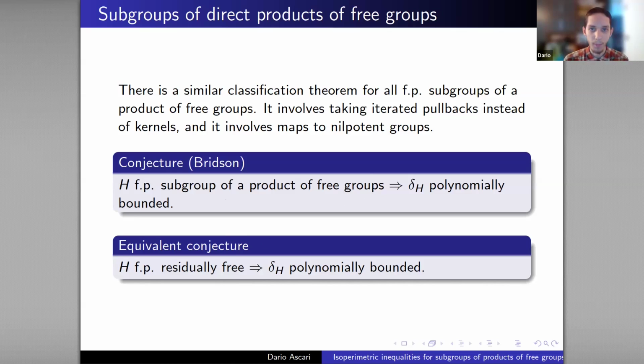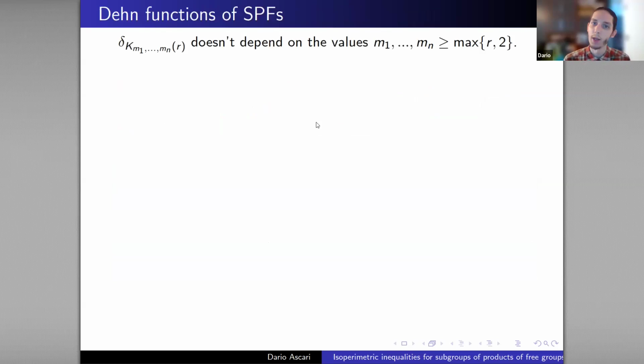Okay, so let me tell you what is known about the Dehn functions of these groups K(m_1, ..., m_n, r). For now, we are only investigating the Dehn function of subgroups of type F_{n-1} in a product of n factors, because the others, for now, look very complicated. But for these ones, the first observation, which needs proof but is not too hard, is a lemma: the Dehn function doesn't depend on the values of m_1 to m_n, provided that they are bigger than or equal to, of course, r and 2.